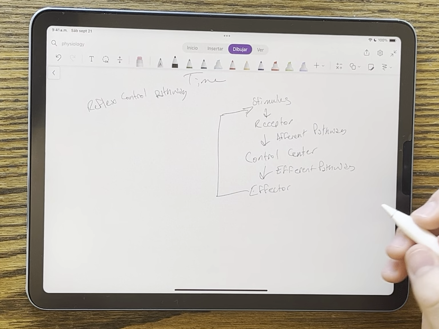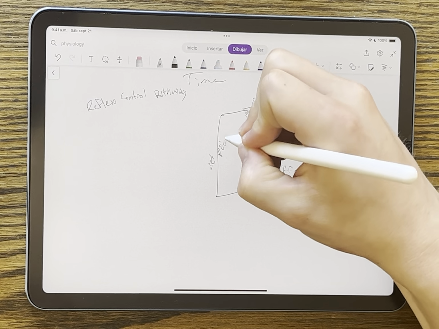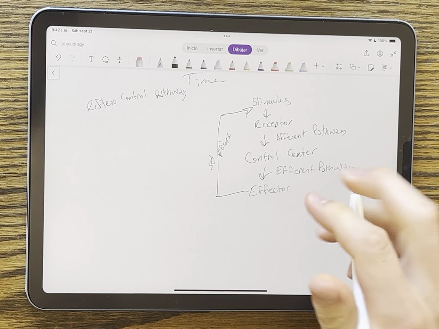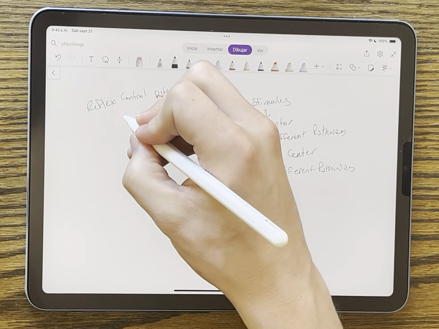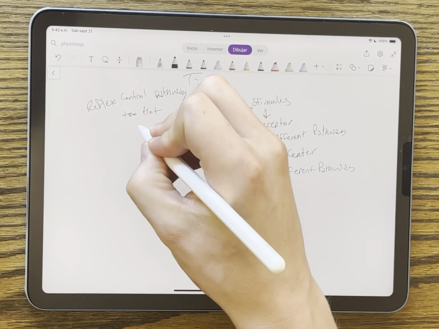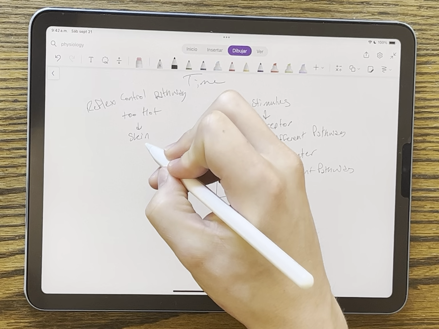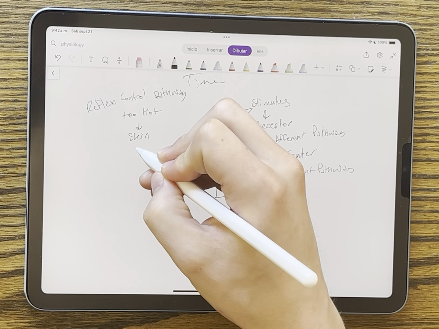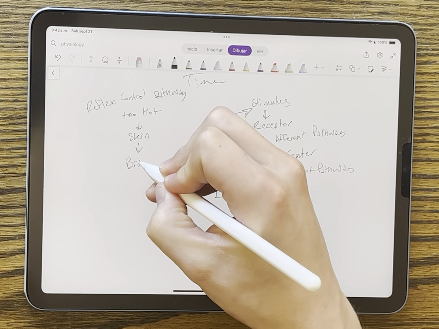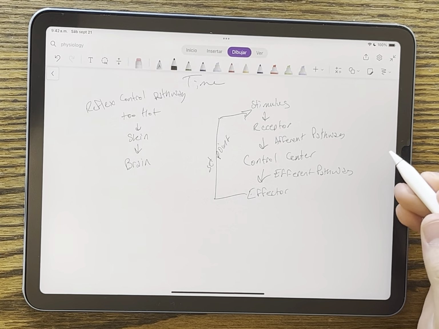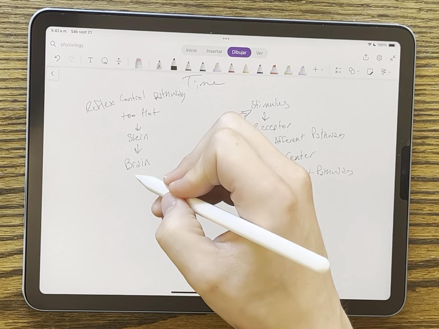It's trying to return to the set point. So let's use our example of body temperature. Let's say we're too hot. So our stimulus is being too hot. Our skin will be our receptor. Our dermatomes are going to sense that we're too warm. So it's going to send a signal to our brain, that's our control center. It's going to say, hey, we're too hot. It will then use those efferent pathways to communicate with the sweat glands.